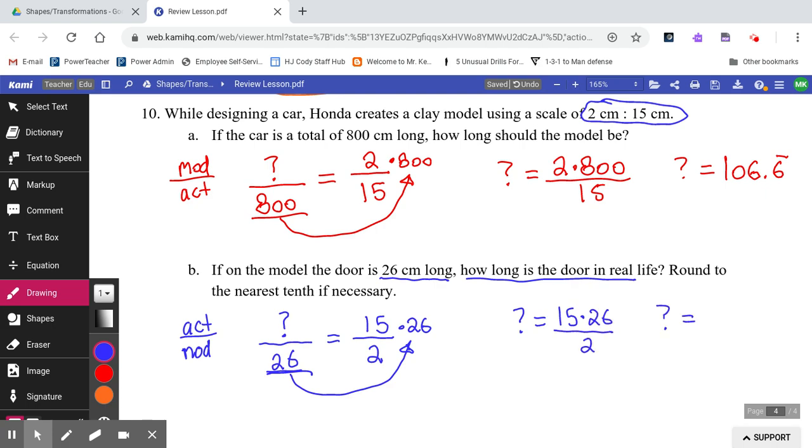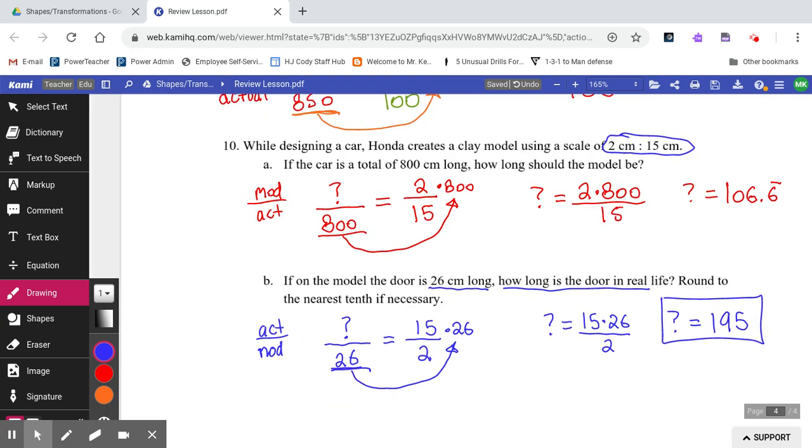If you put that in your calculator, 15 times 26 is 390. Divide that by 2, and you get 195. That's the length of my door in real life, 195 centimeters.